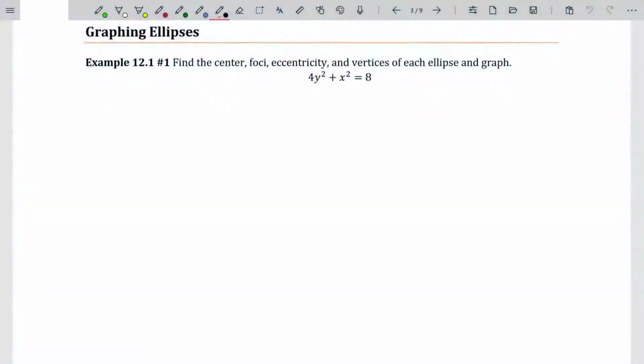Hello, my name is Roy Simpson, professor of mathematics at Cosumnes River College in Sacramento, California. In this video, we're going to continue our discussion about ellipses, and we'll continue by graphing ellipses. In the next video, we'll actually go through and build equations for ellipses given information, but this one we're going to start just with graphing here.